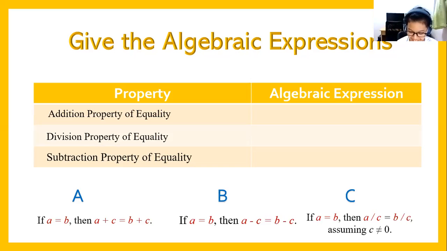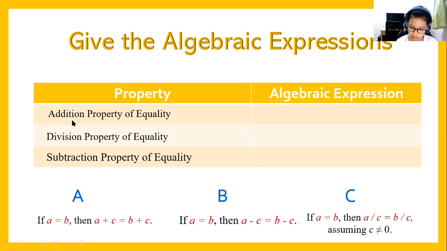So when you have the slash, the slash means that it is a division. You have to divide. So that's why the division property of equality is letter C. So these are all properties of equality: addition, division, and subtraction.